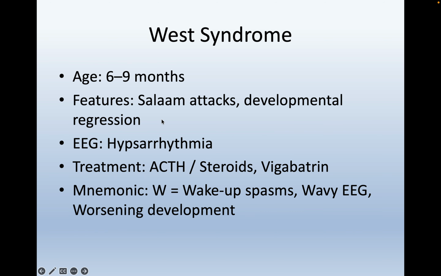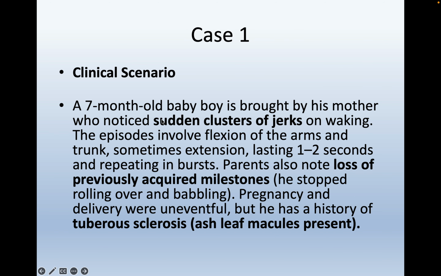So take care of some bold words we are making to help you build up your knowledge regarding this one. He has a sudden cluster of jerks on waking up. It involves flexion of arm or trunk, sometimes extension lasting 1 to 2 seconds, and loss of previously acquired milestones. Moreover, he has a history of TS. What do you think?